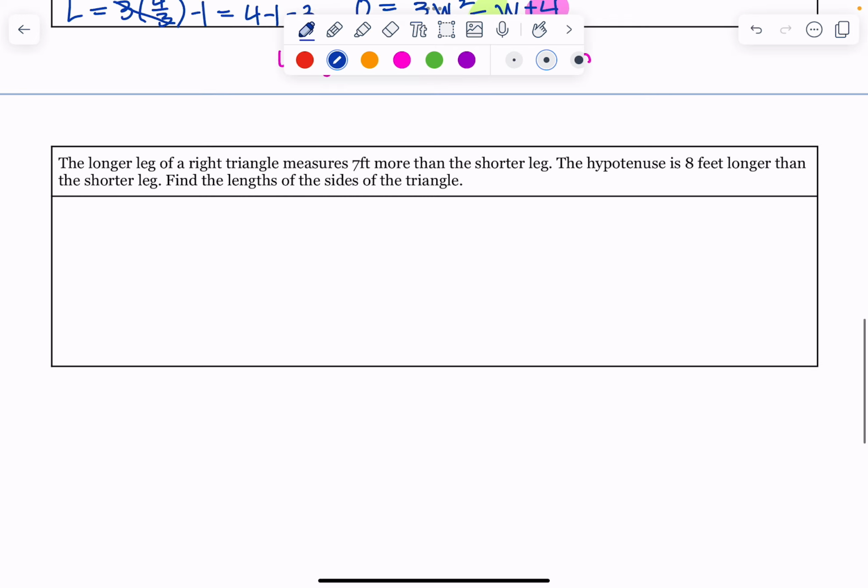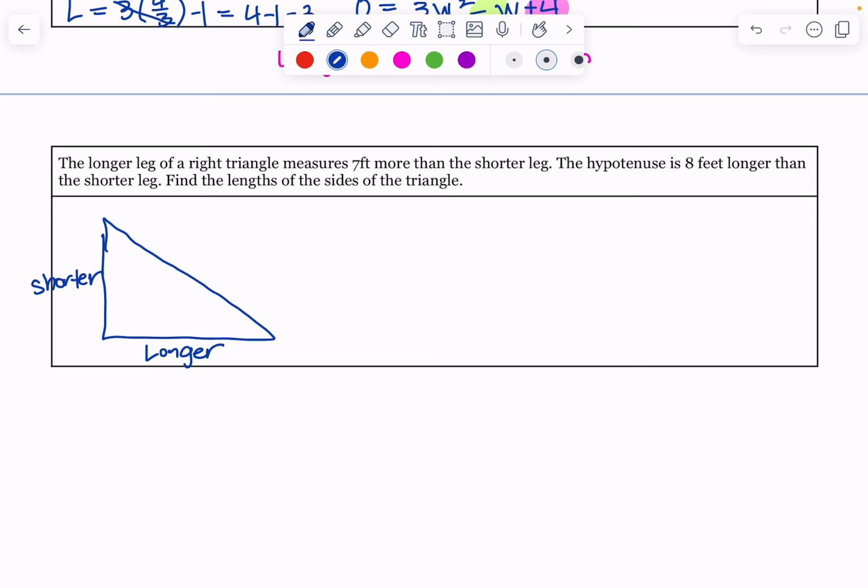All right, the longer side of a right triangle measures 7 more feet than the shorter side. So here we have the longer side and the shorter side. And the longer leg is 7 more than the shorter side. So longer is shorter side plus 7. The hypotenuse is 8 feet longer than the shorter side, so this would be the hypotenuse. So the hypotenuse is 8 feet longer than the shorter side, so that would be shorter side plus 8. Find the lengths of the sides of the triangle.